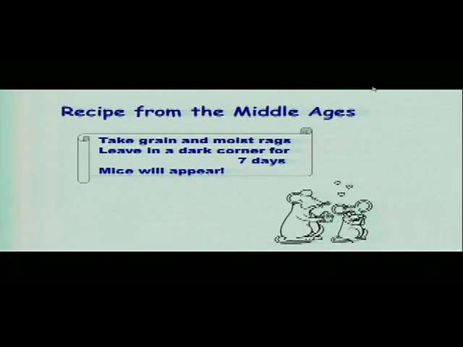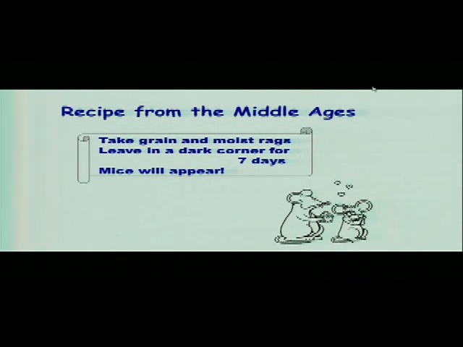In fact, I found a formula for how you can make mice. Can I share my recipe with you? It went like this. Take some grain and moist rags, put them in the corner of your room for about a week, and mice will show up. You like that one, huh? I got to tell kids, don't try this at home. It might work. You know, mice are always kind of scouting around looking for a nesting place, and if they can get in, they may take over.